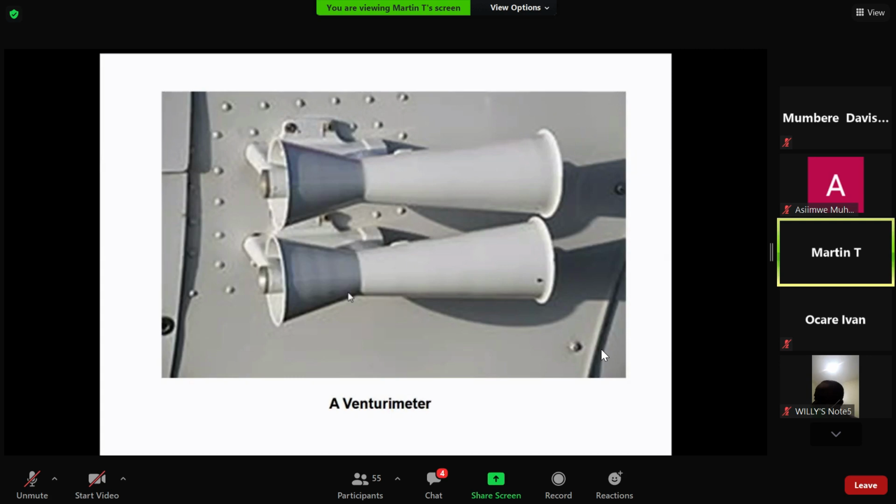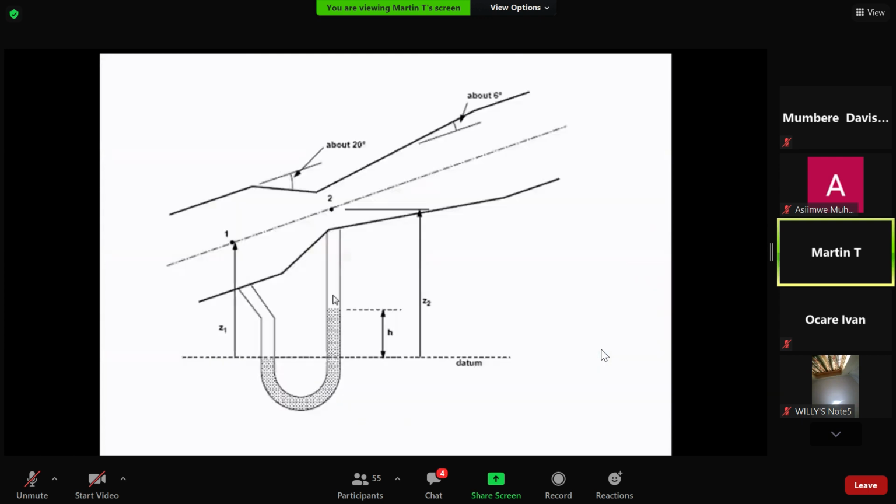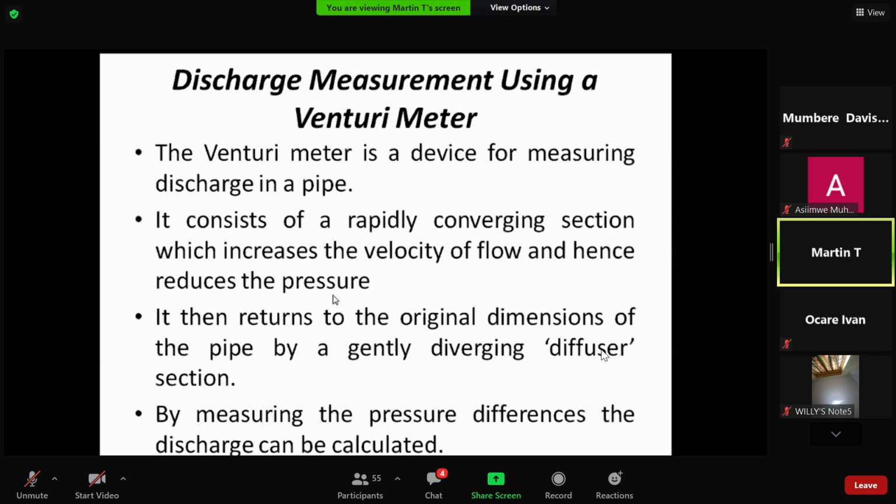And then you have a diffuser there on the right-hand side. Again, the water flow gently goes back to the original flow diameter. So the diameter of the cross-section on the left-hand side is the same as the diameter at the end, at the cross-section on the right-hand side. So that's a venturimeter for you. A venturimeter is also a device for measuring discharge.